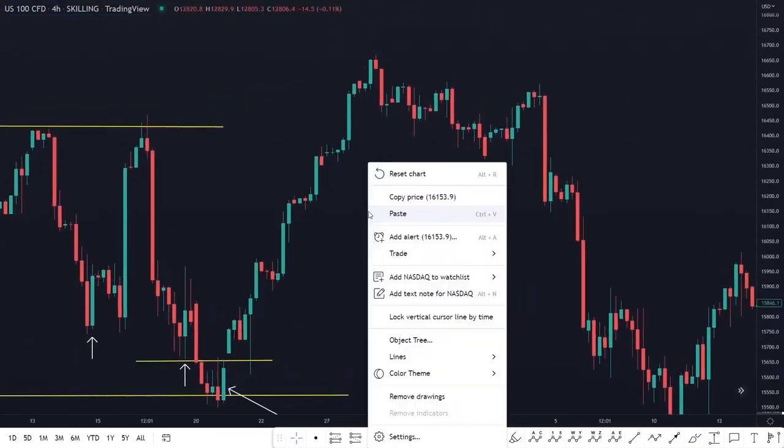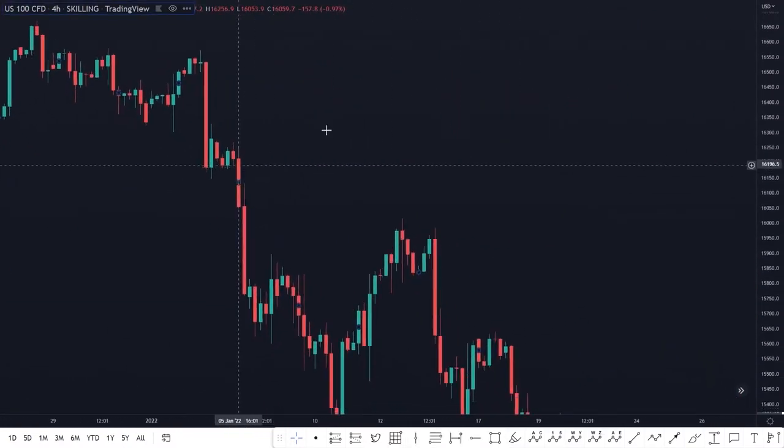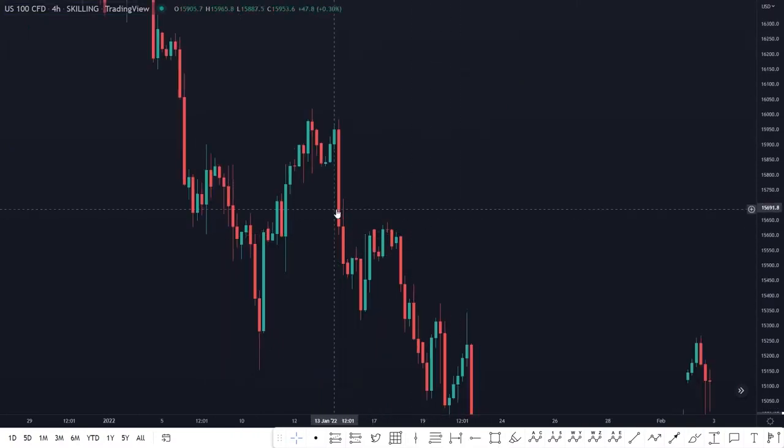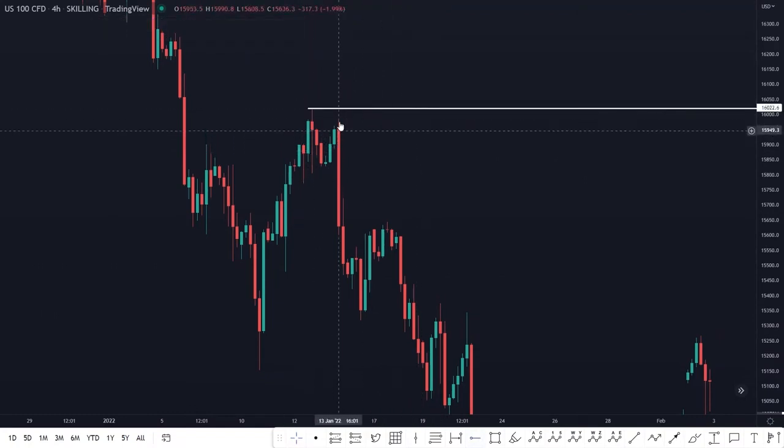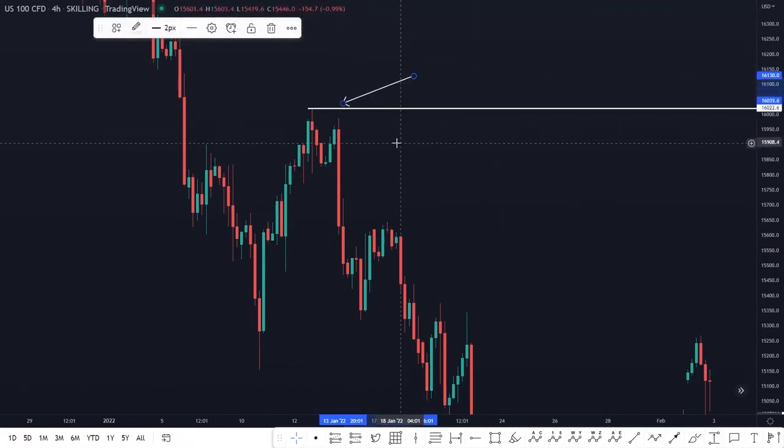Let's find another one. This one here is not the one that we need. This one you should avoid, because we can clearly see that the market didn't even break this high here. The market didn't break this high, so this one is not a strong bearish engulfing candle.